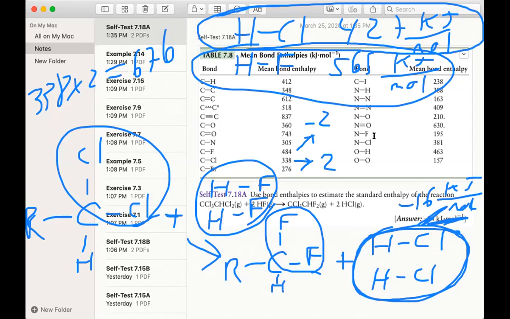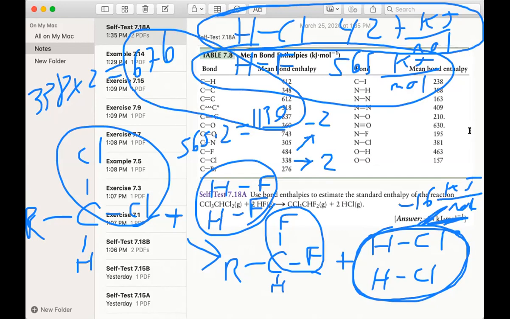And you also have these HF bonds times 2. So you got 565 times 2. That's going to give you 1,130. Okay. And you add these guys up. All right. So you add these guys up. Okay. And you're going to get 1806 kilojoules. Okay. And then we got this other situation over here.